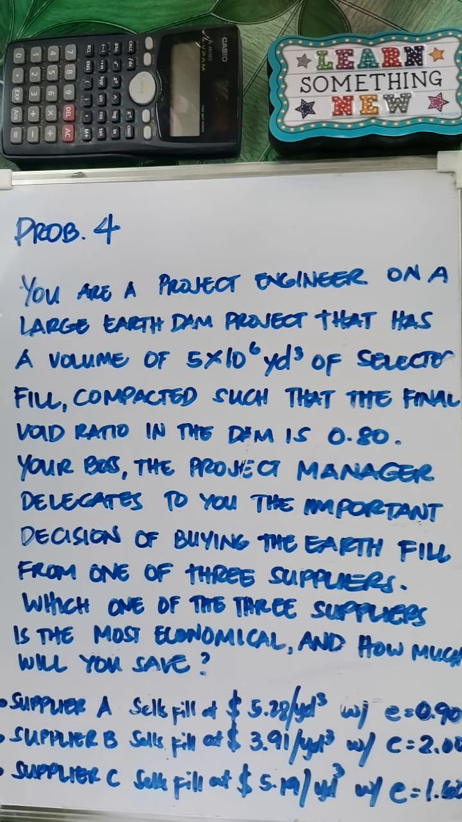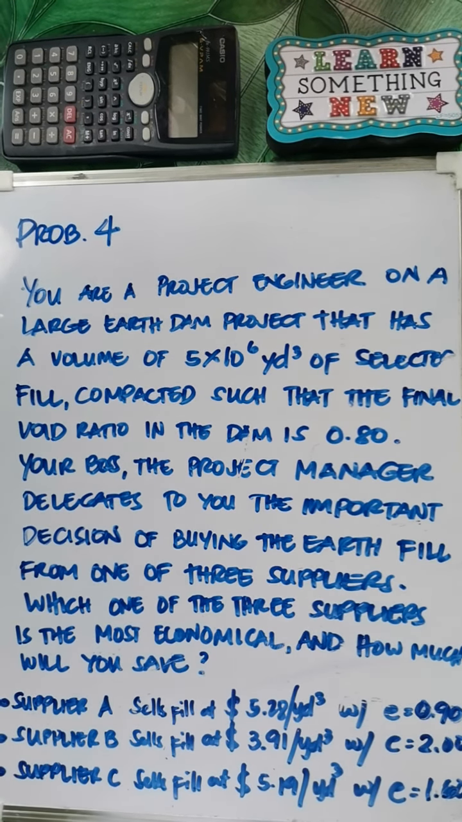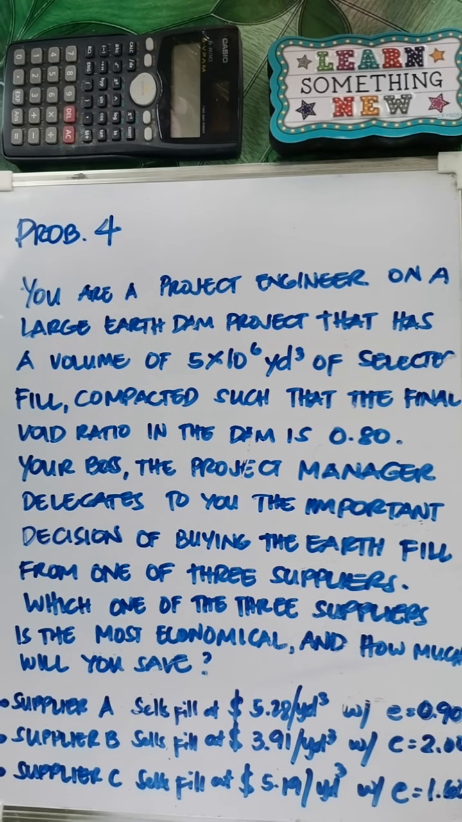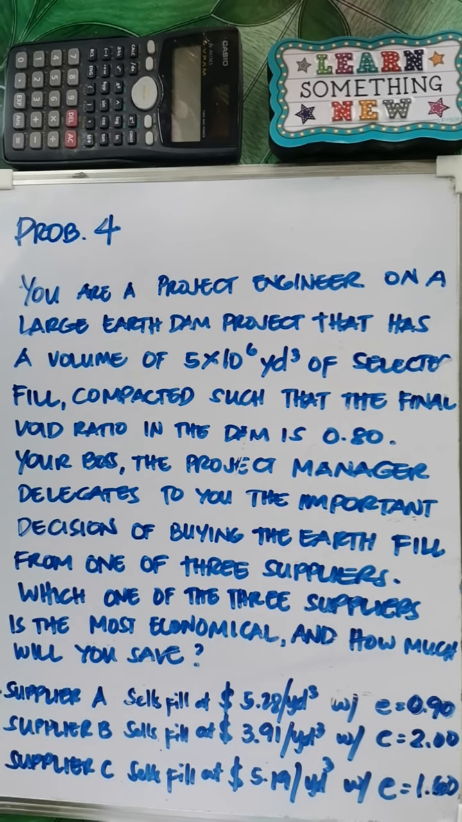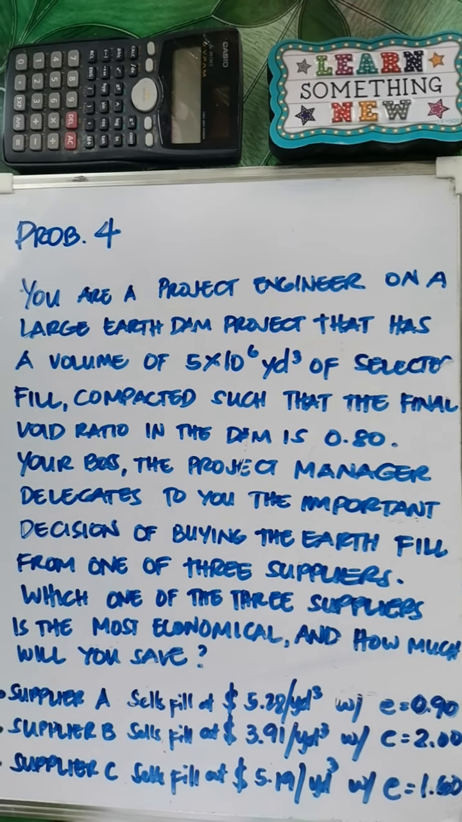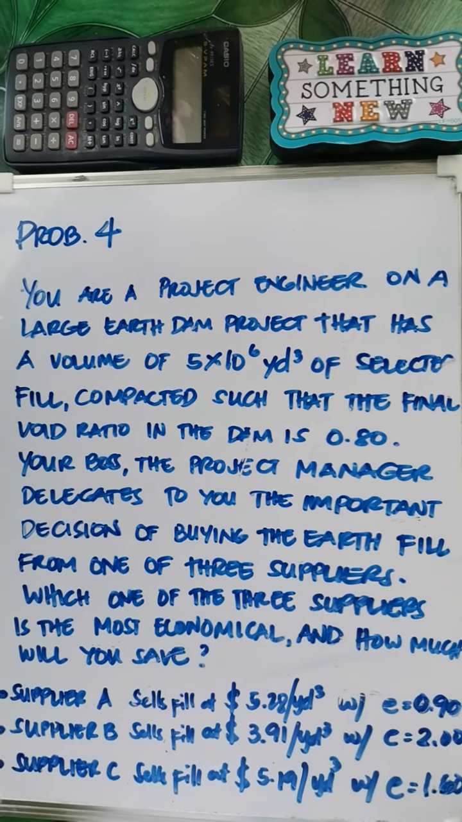So we have supplier A that sells fill at $5.28 per cubic yard with the void ratio of 0.90. Supplier B sells fill at $3.91 per cubic yard with the void ratio of 2.0. And we have supplier C that sells fill at $5.19 per cubic yard with a void ratio of 1.60.